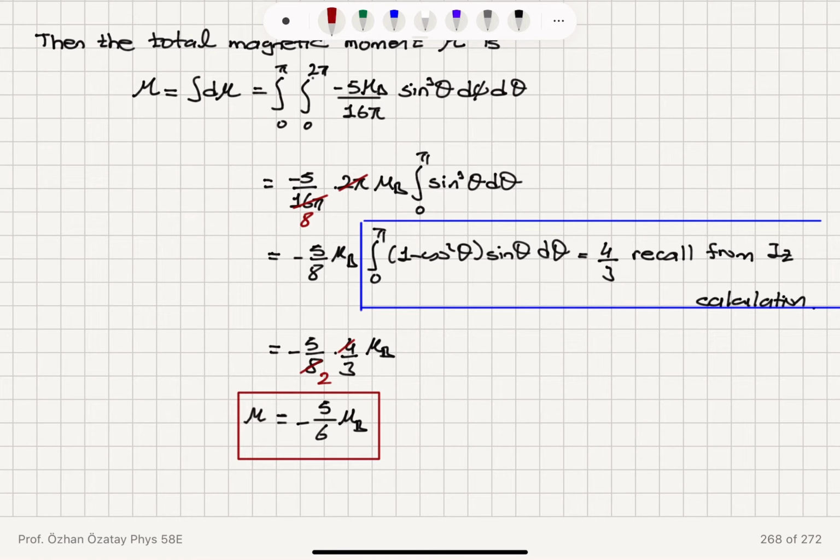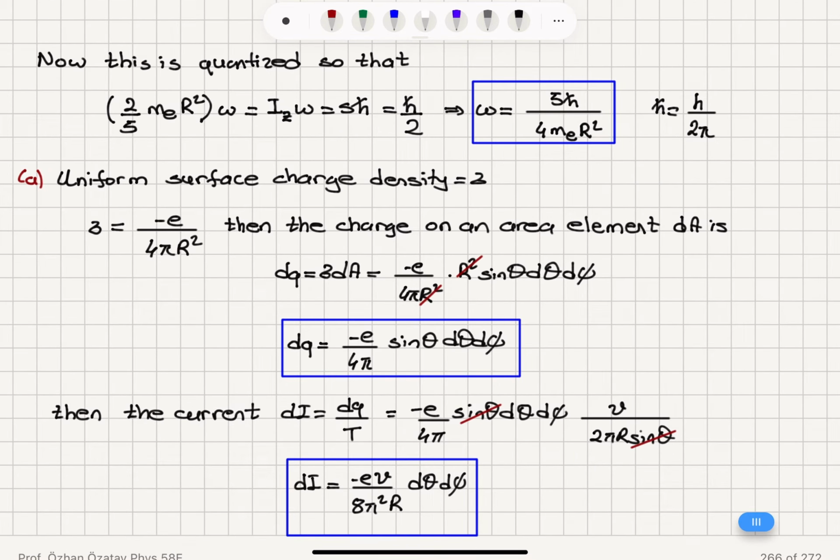Okay, so as you can see, it's not one Bohr magneton, it's 5 over 6 Bohr magnetons. The minus sign comes from the sign of the electron charge. Okay, so we have done part A of this problem.